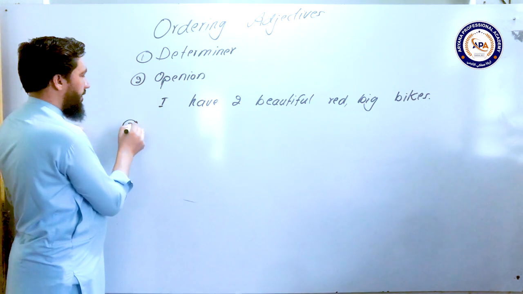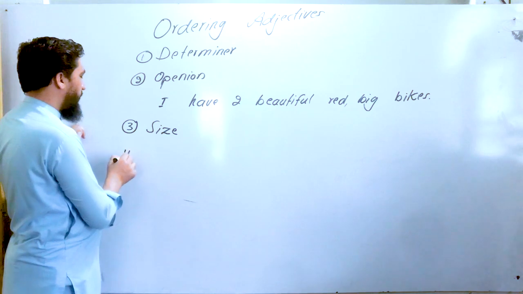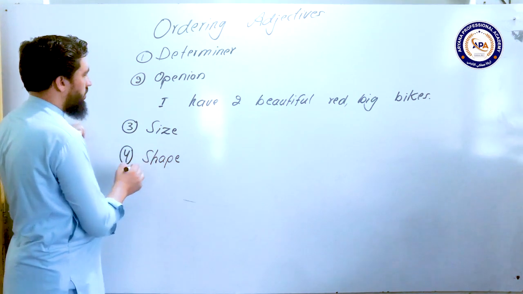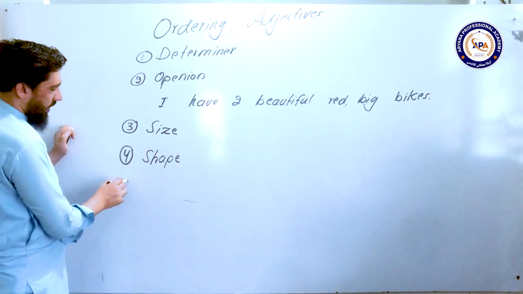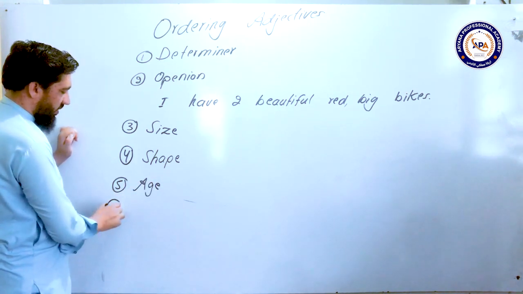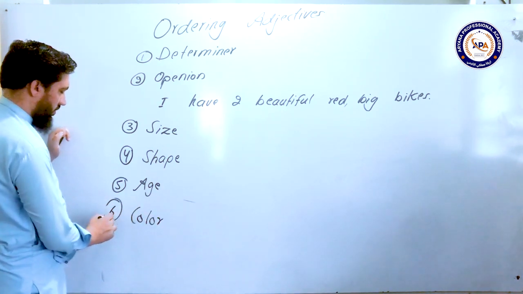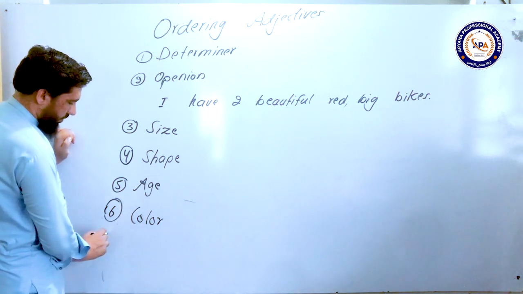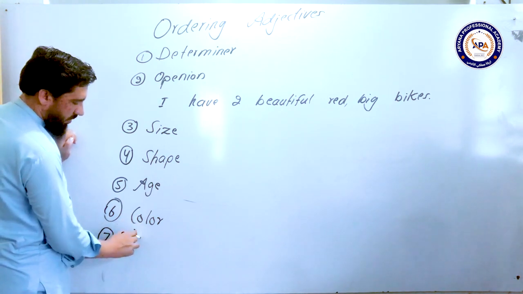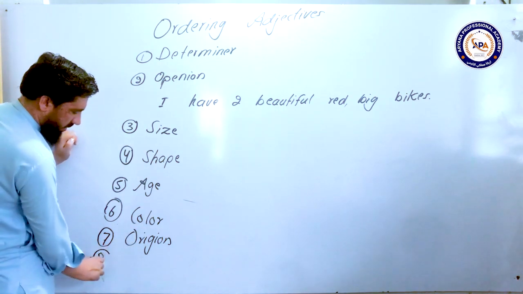Number three, size. Number four, shape. Number five, age. Number six, color. Number seven, origin. And number eight, material.